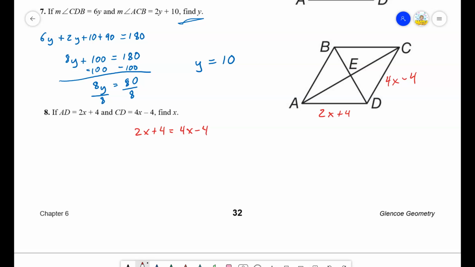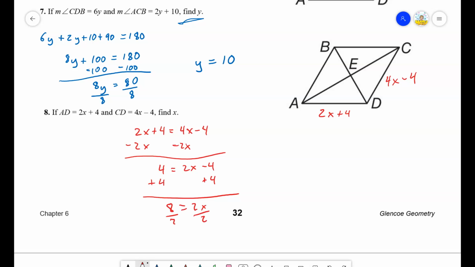Okay, a square is just a more advanced or a more specific version of a rhombus because it has all 90-degree angles in its corners. So we have this pretty simple two-step equation. Subtract 2x from both sides. So 4 is equal to 2x minus 4. And then I would go ahead and add 4 to both sides. So we have 8 equals 2x, and then divide both sides by 2. So we just have x equals 4.